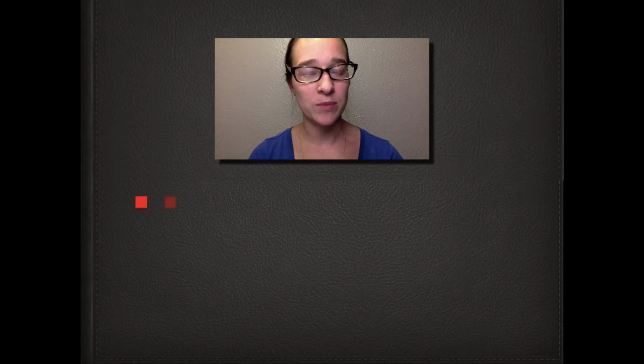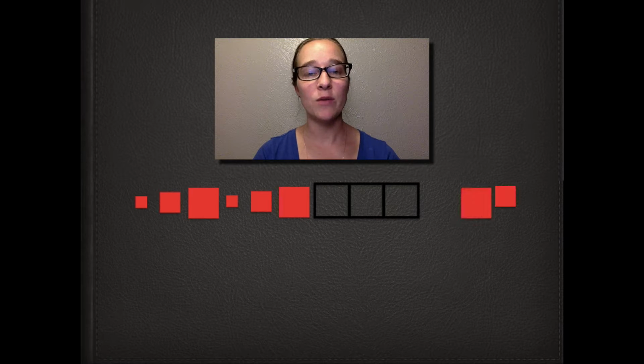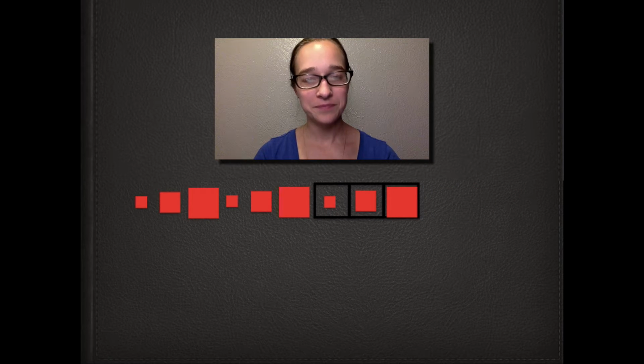This one's kind of a tricky one because they're all squares and they're all red, but if we look at their sizes, we can see that their sizes are what is making the pattern. So here we have a small square, a medium square, and a large square. Small, medium, large, small, medium, large. And how are we going to complete our pattern? Well, let's go back to the beginning and look again. We have small, medium, large. So the next should be small, then medium, then large.